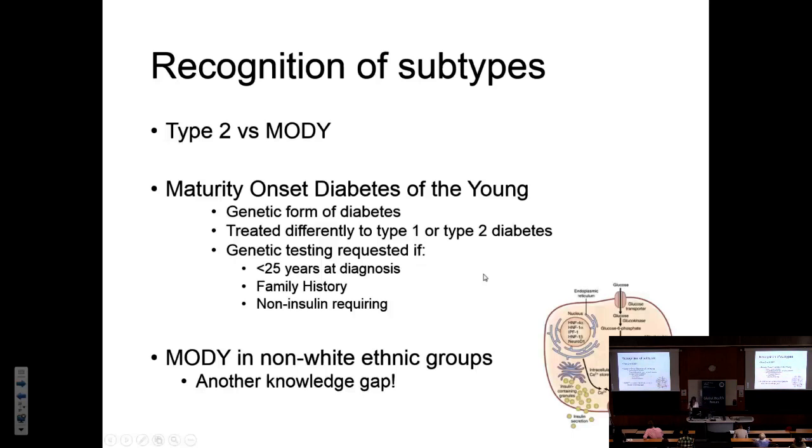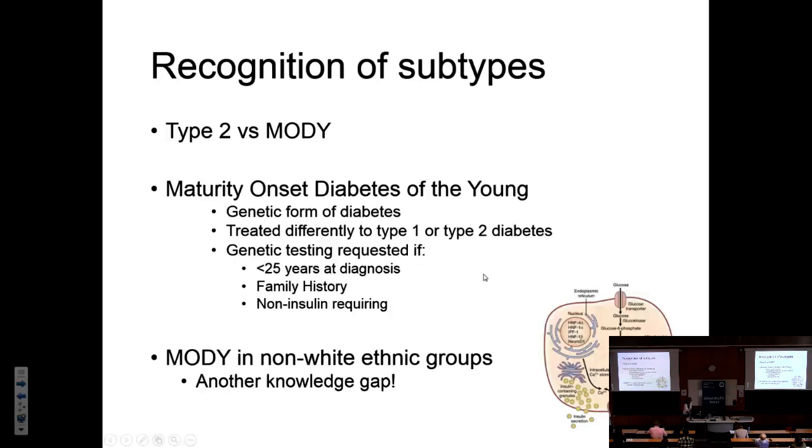Why do we go to the effort to diagnose this? Well, a lot of the people can manage on a tablet. And there is actually a form of MODY that requires no treatment at all. So you have high blood sugars, but you don't need any treatment. So there's a real benefit to say to someone, oh, your child got diagnosed and they're on insulin. Actually, they can come off of insulin.